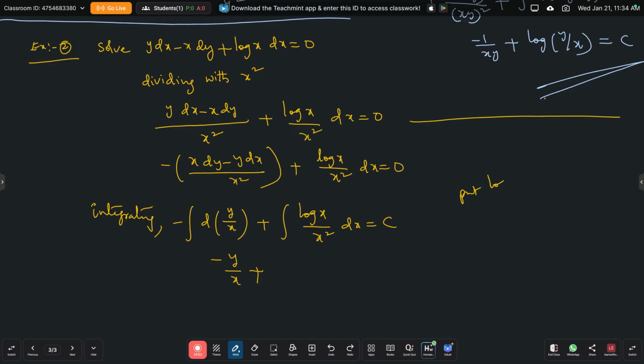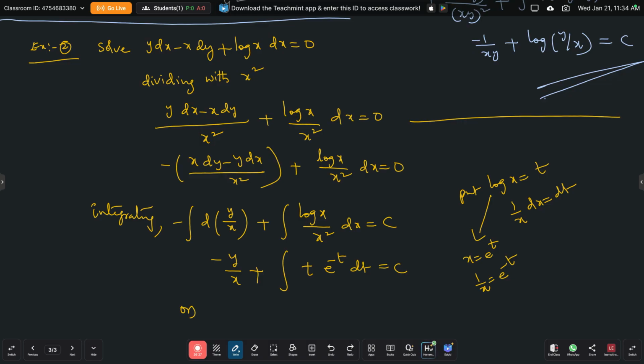Put log x equal to t, right? Derivative of log x is 1 by x, so 1 by x into dx becomes dt. Whenever log x is t, x becomes e power t, and 1 by x is e power minus t. So here 1 by x square is 1 by x into 1 by x. 1 by x into dx, one of them becomes dt. Log x is t, so this is integral of t, and one more 1 by x is there, which is e power minus t, and 1 by x dx is dt, equal to c.